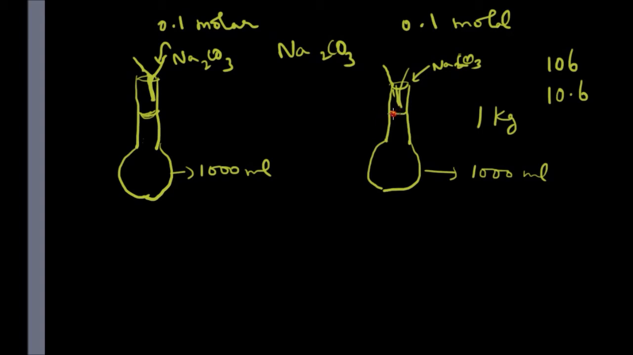Now, do you think it will be below the mark or above the mark? Whatever little it is, sodium carbonate also occupies some volume, isn't it? And then even if I assume that 1 kilogram has a volume of exactly 1000 ml at room temperature, since the solute also occupies some volume here, the water level may be a little above the mark. In the case of this solution, I think you can understand that the water level may be a little above the mark. So this is how we prepare 0.1 molar and 0.1 molal solution.